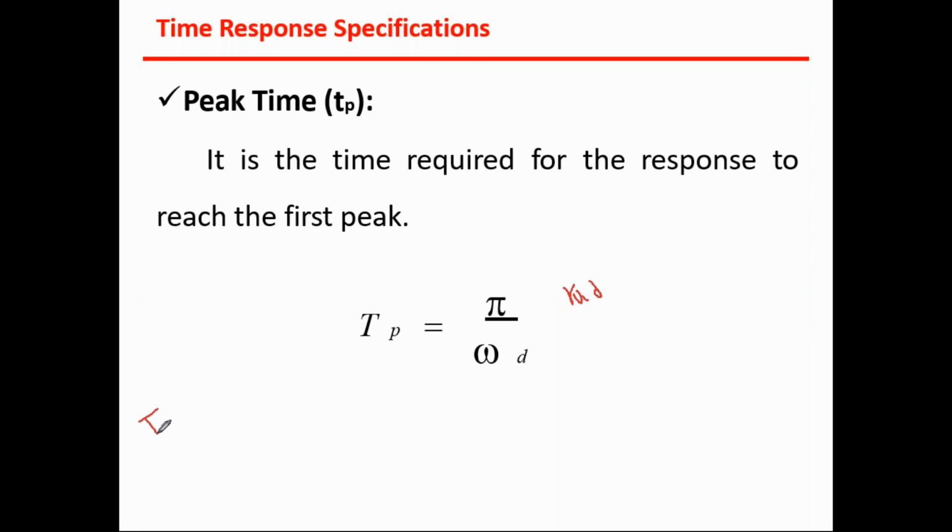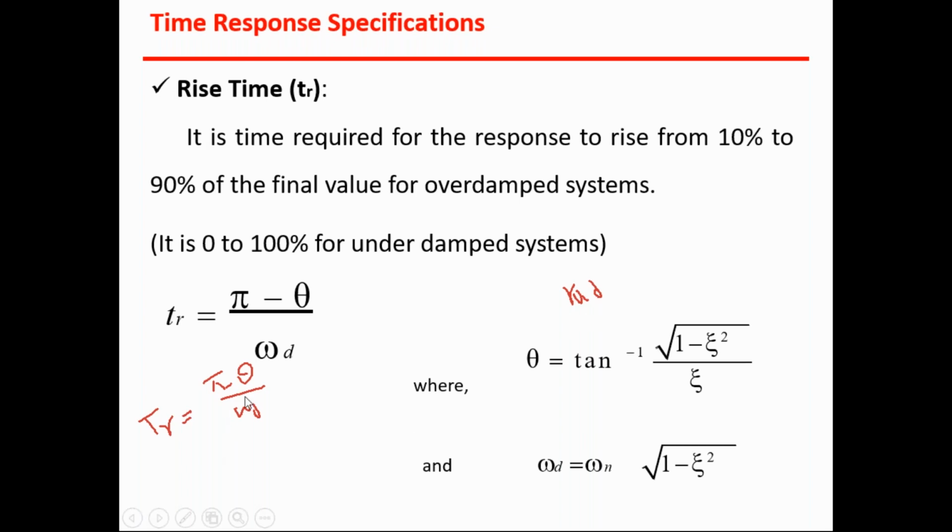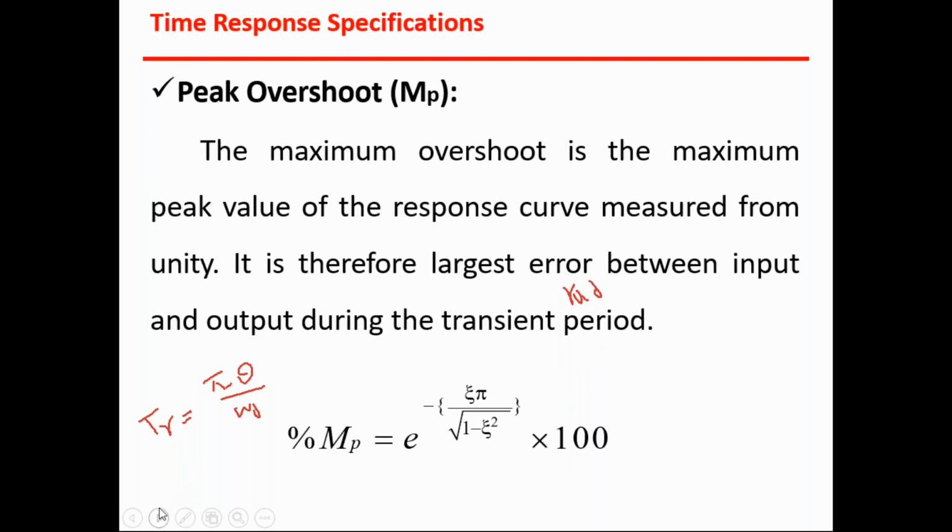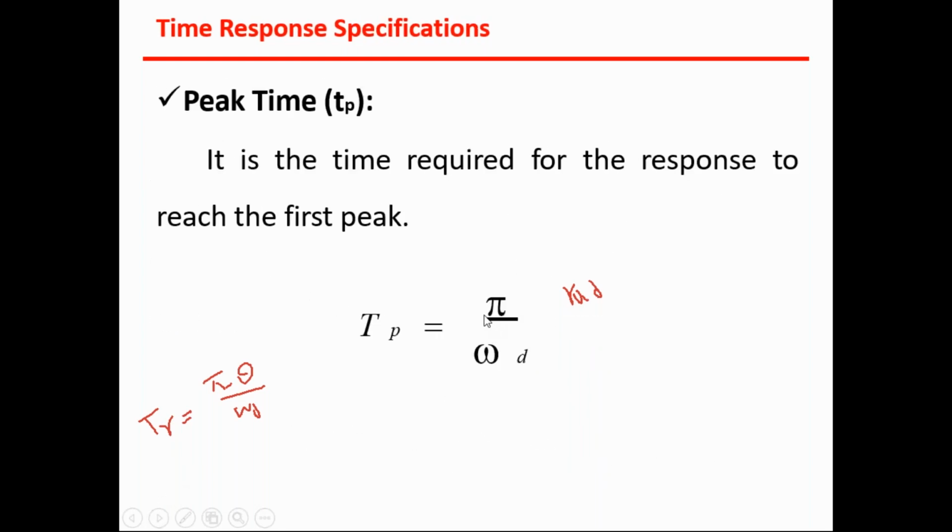Here, earlier we had rise time, which is pi minus theta divided by omega d. So when you find theta, keep your calculator in degrees mode. When you find this total value, keep it in radians mode. Right. So the peak time formula is pi divided by omega d. Already you know that omega d is equal to omega n square root of 1 minus zeta square. So this value and this value we can obtain from the characteristic equation.